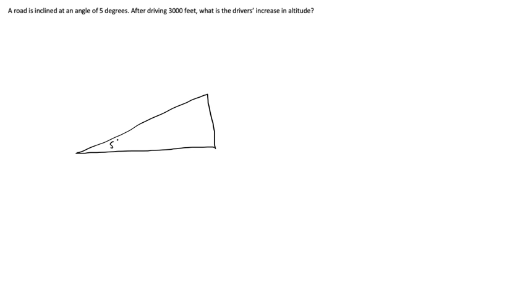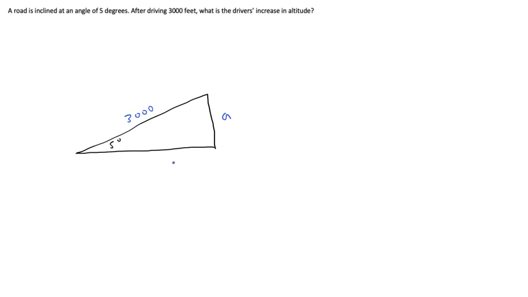This is 5 degrees. So what's going on here? Okay, so someone has driven 3,000 feet. So that'll be this length right here, right? This length here will be 3,000. Okay? And we want to find the driver's increase in altitude, which is this guy here. Okay, we'll call that A. It doesn't really matter, right? A, B, X, Y, doesn't really matter.